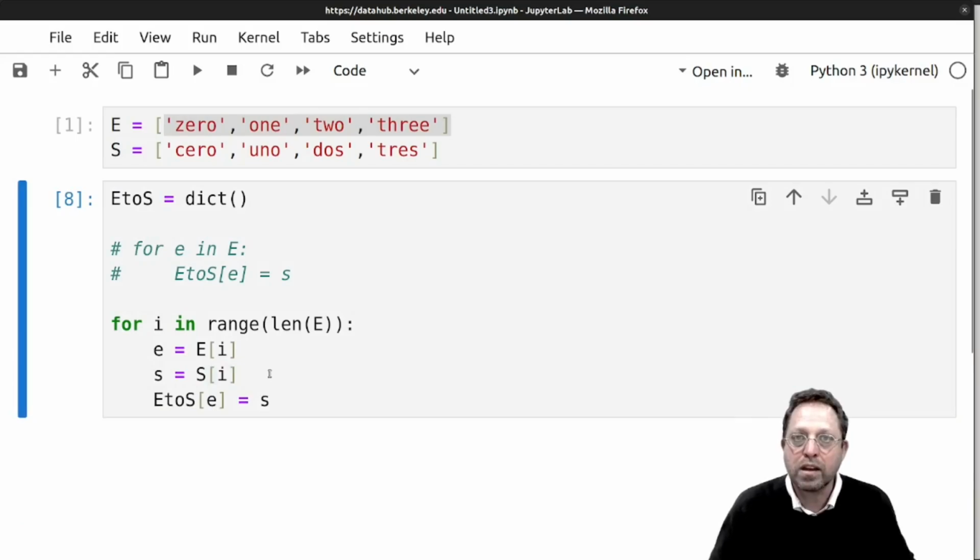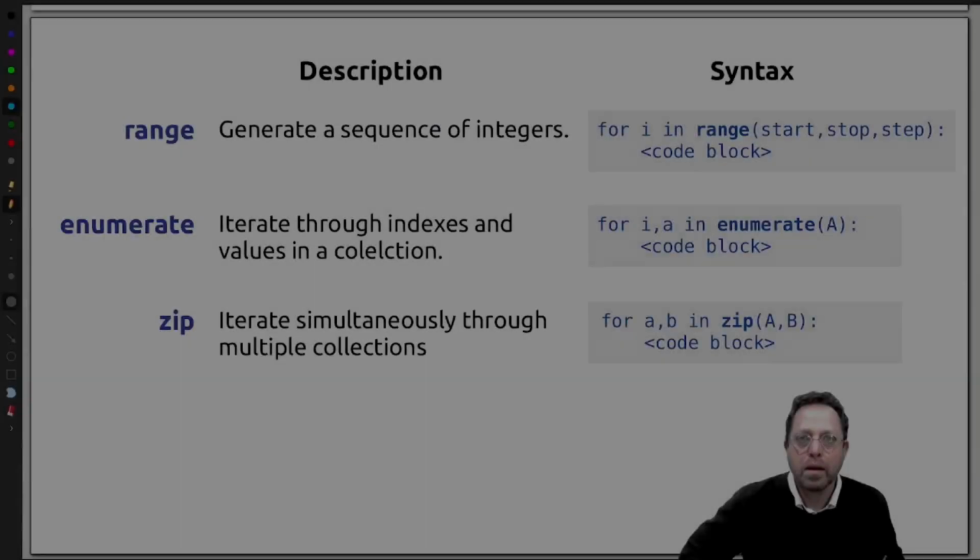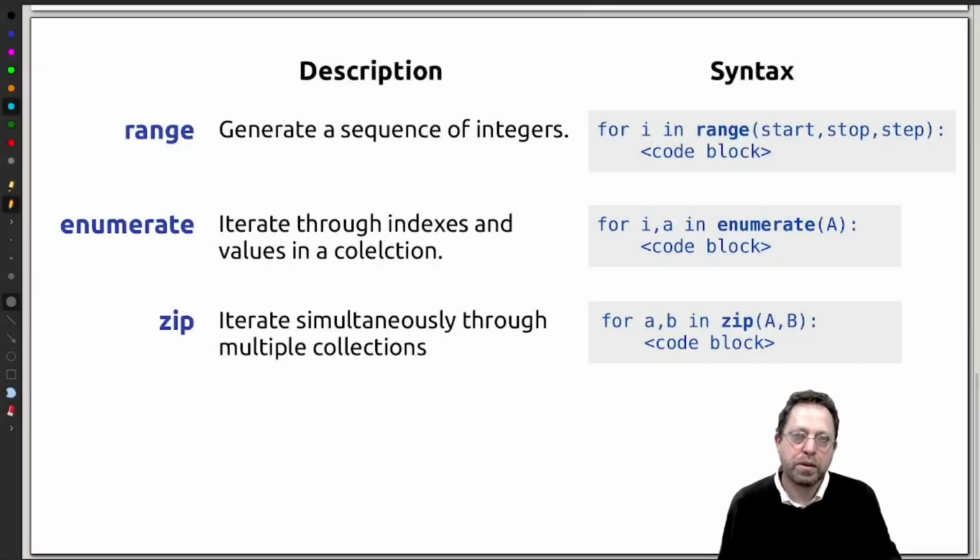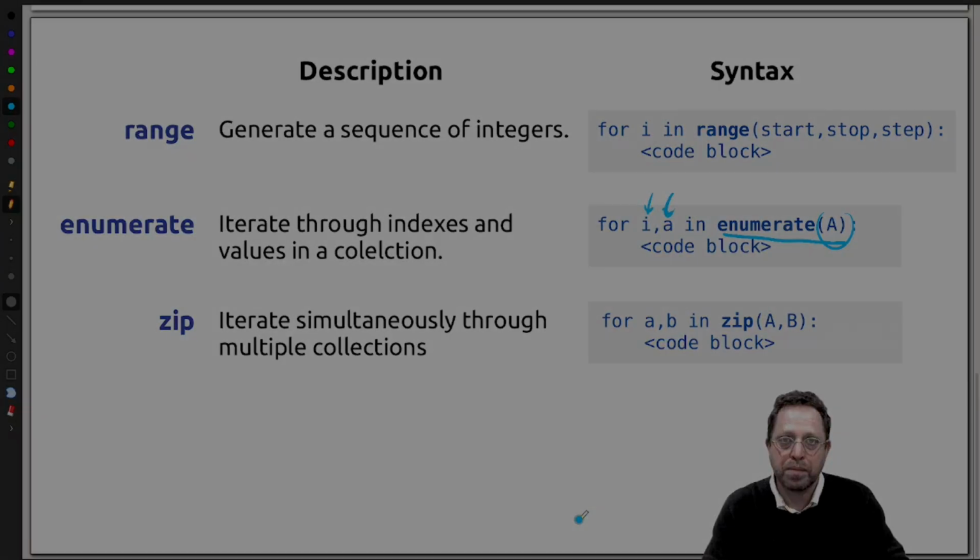Okay, let's look at enumerate. Enumerate is nice because it returns both the index and the value of a collection. So when you call enumerate and pass in a collection, it's going to generate indexes i and the corresponding values a. So let's see that in our example.